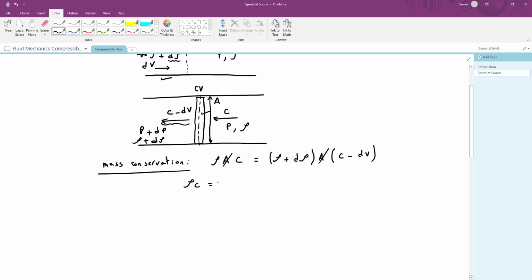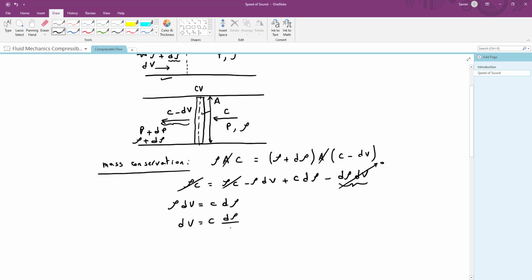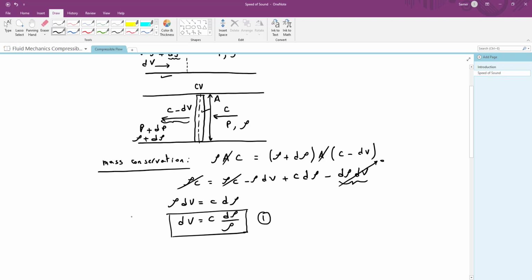We will have rho c is equal to rho c minus rho dV plus c d rho minus d rho dV. You can notice here we have a second order term, which is the multiplication of two differential quantities, so second order terms can be neglected. Now we can simplify rho c with rho c. We'll have rho dV is equal to c d rho, and now dV is simply c d rho over rho. So this is our first equation obtained from applying the mass conservation on the control volume.